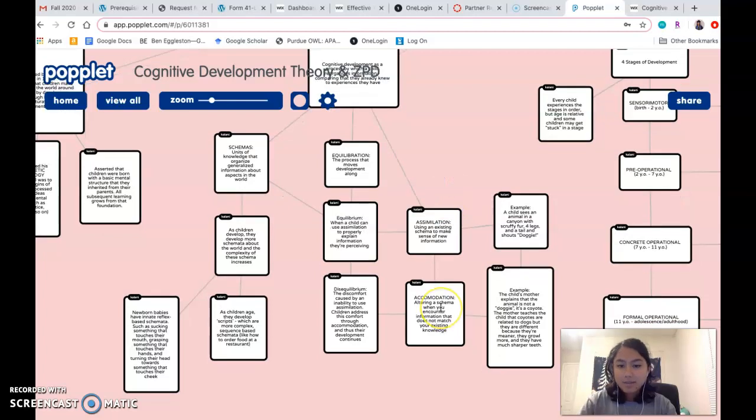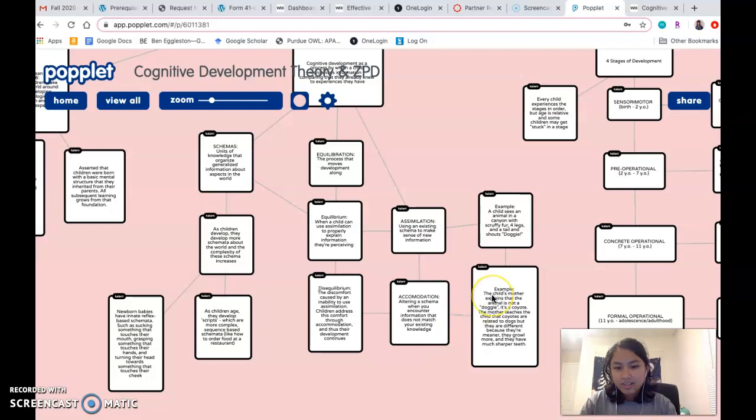Now, accommodation is when you alter a schema when you encounter information that does not match your existing knowledge. So in the child example, the child's mother explains that the animal is not a doggy. It is actually a coyote. The mother teaches the child that coyotes are related to dogs, but they're different because they're meaner, they growl more, and they have much sharper teeth. So in this instance, the child had to accommodate their knowledge with this new experience.